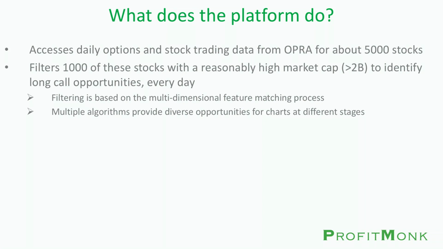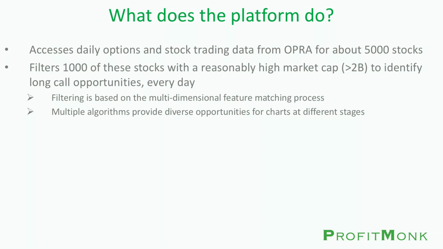Then the next thing, we only pick 1,000 of these. The exact number is 957 actually yesterday. The reason you pick those is because they are liquid, and their market cap is reasonable. It's not a penny stock. So it's about 2 billion of market cap, and then you try and identify long call opportunities in each of these possibilities.